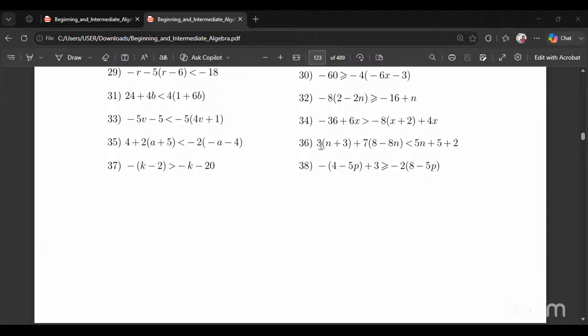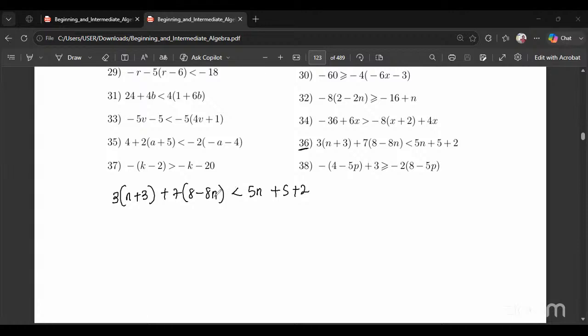So today we're going to be starting this live stream with question 36. I will do question 36, and after this problem, we'll move on to the next section, which is 3.2. So question 36 is 3 in bracket n plus 3, plus 7 in bracket 8 minus 8n, and that is less than 5n plus 5 plus 2.